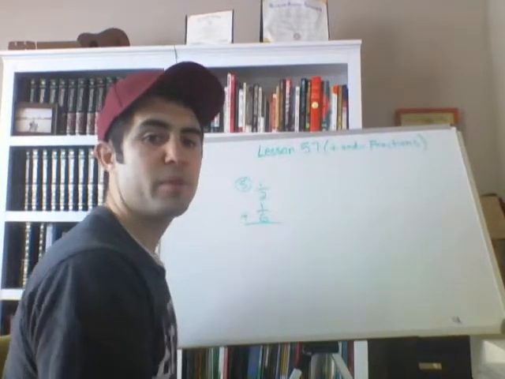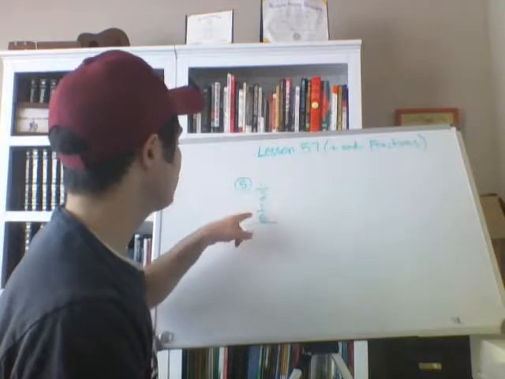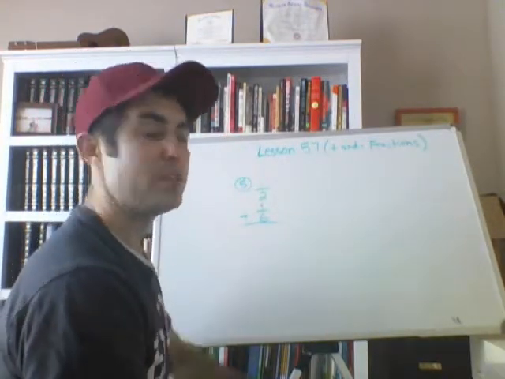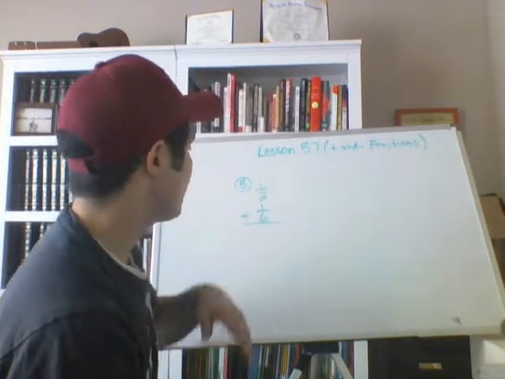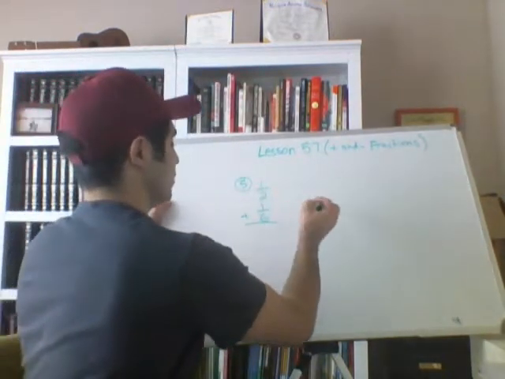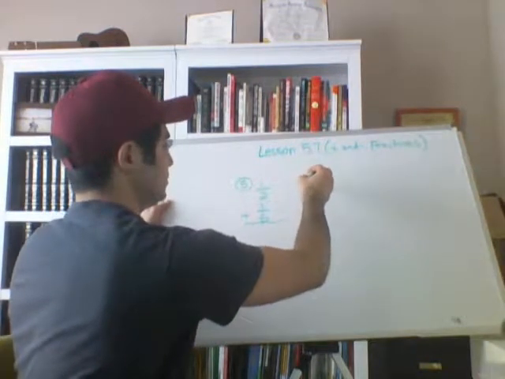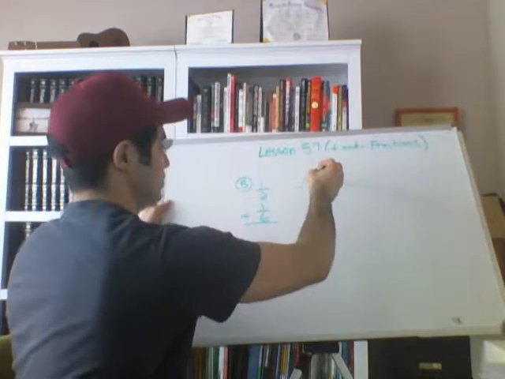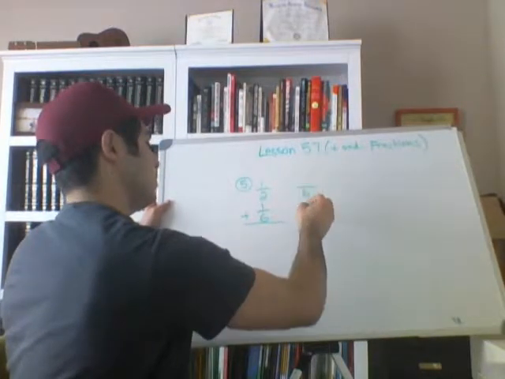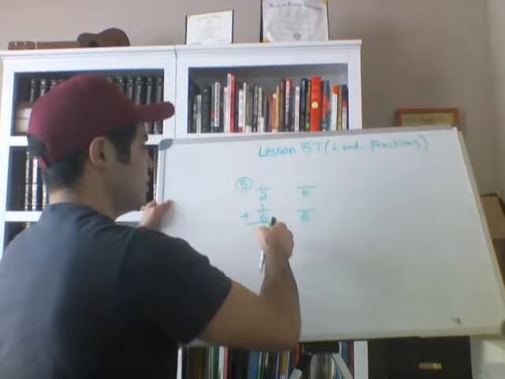Alright, here's number 5 from your homework, 1/2 plus 1/6. Notice I rewrote it up and down. You guys need to write these up and down, not from left to right, until you get really good at them. Alright, so we're going to rename, and we know that 6 is our common denominator.